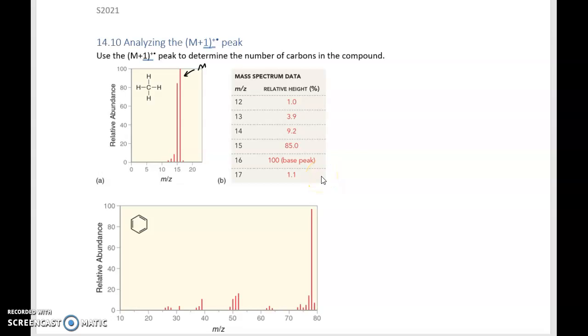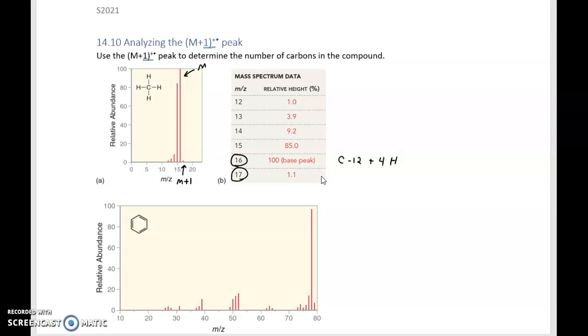Analyzing the M+1 peak. We can use this M+1 peak to determine the number of carbons in a compound. When we looked at this spectrum before, I pointed out that this tall one here is our molecular peak, and it has a mass of 16. There is an M+1 peak here that has a mass of 17. And so the peak at 16 is a carbon-12 plus 4 hydrogens.